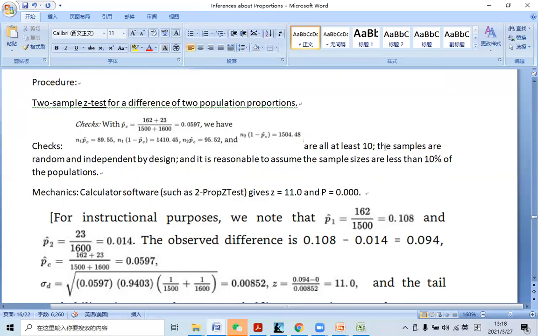So at least 10. The samples are random and independent. The simple random sample, and they are independent from each other. And also it's less than 10% of the population. Your sample of 1,500 is less than 10% of the population of Aboriginals, and your sample of 1,600, sample 2, is less than 10% of the non-Aboriginal kids.